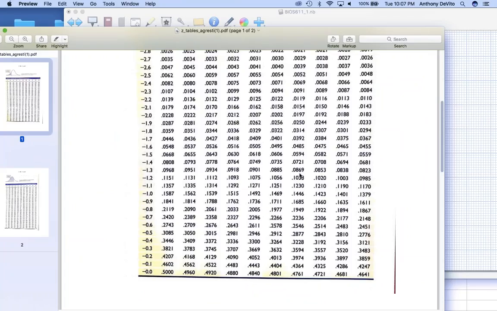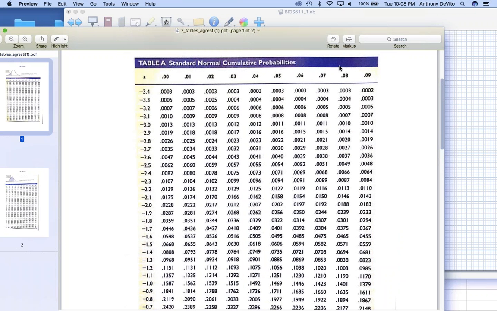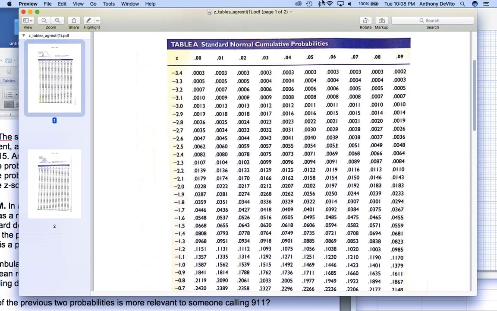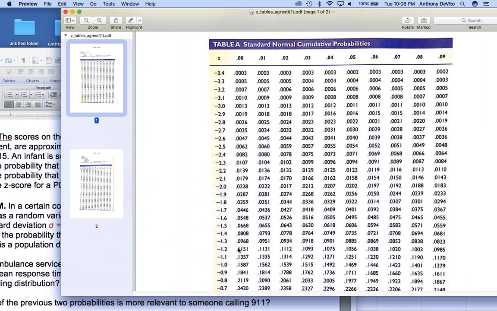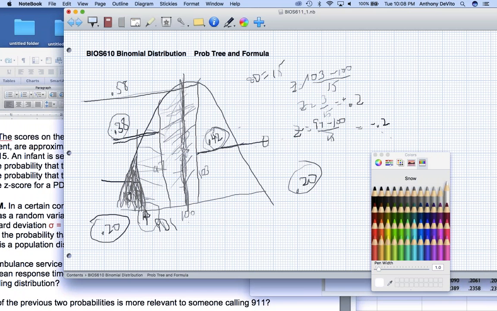An area of 10% is represented by a z-score of, let's see, where am I? It looks like this is the closest. A z-score of negative 1.28 represents an area to the left of that of 10%. So I know that the z-score of that value, which represents the bottom 10%, is equal to negative 1.28.